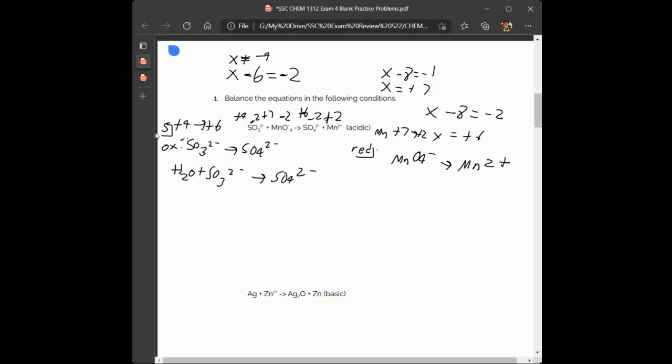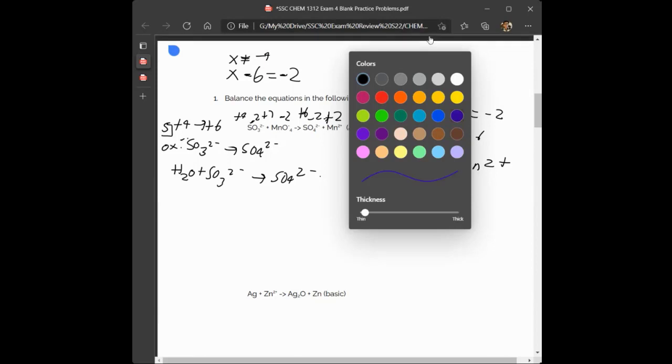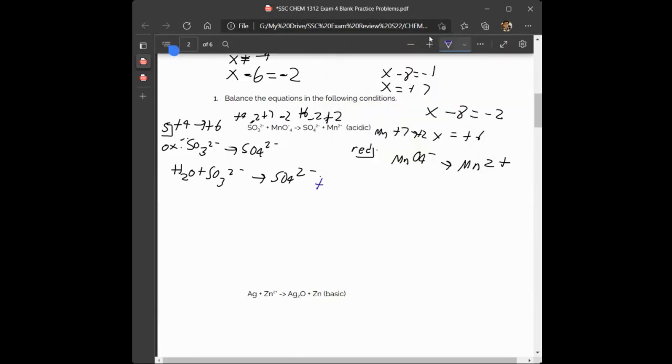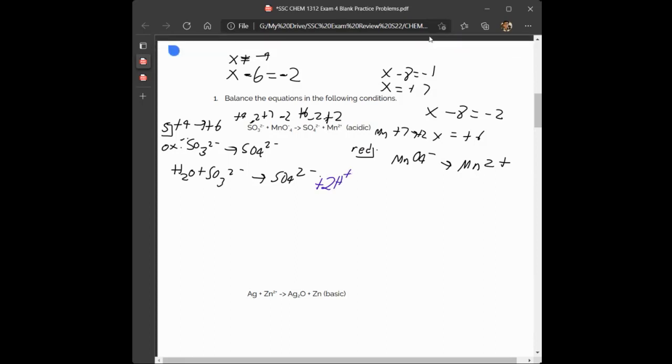But if not, next, since we added the H2O, we have to fill out the hydrogens. So we have 2 hydrogens in here, therefore we have to add 2 hydrogens on the right. I'll show that with a different color, we'll do that in green. So that's going to be blue, sorry. That's 2H plus. Okay, does that make sense for everyone?